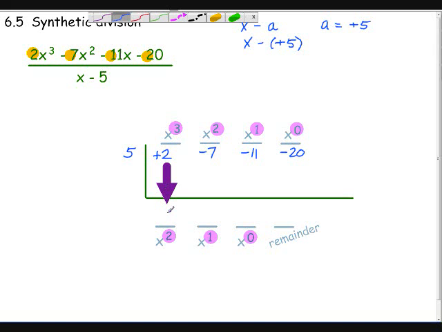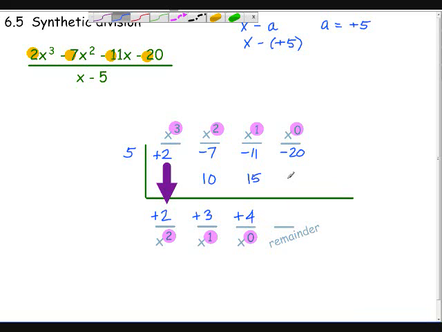I bring down my leading coefficient, which is a +2, and I multiply that by 5, which gives me 10. Now I add, gives me a positive 3. Multiply, positive 15. Add, okay, a positive 4.